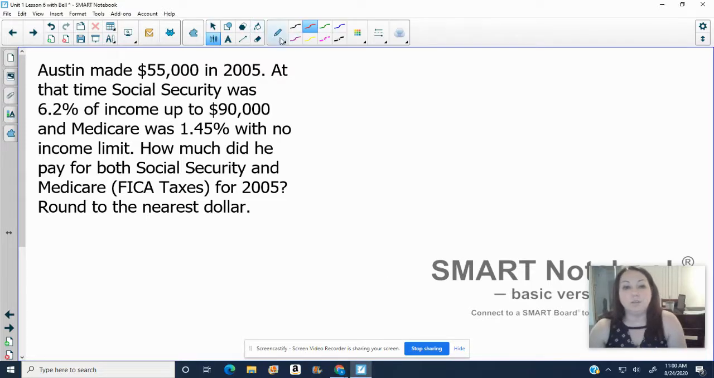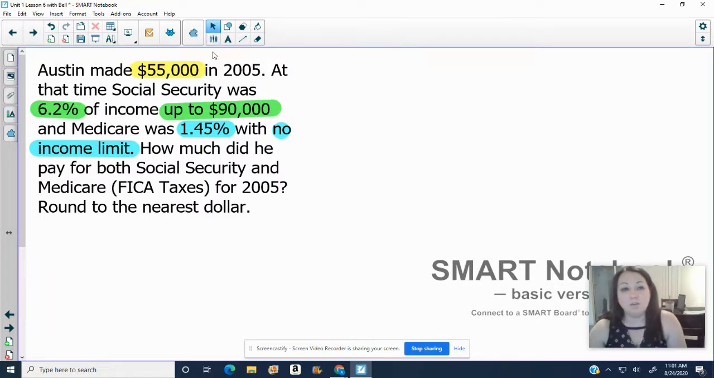You guys, we're going to go ahead and highlight some important information in our story. First thing is what he earned. That's important. 55 grand. Next piece is the Social Security percent. It is 6.2% on any income up to 90 grand. And then the Medicare amount is 1.45%, but they reiterated that the Medicare had no income limit. So there we go. We need to find the cost for both taxes.